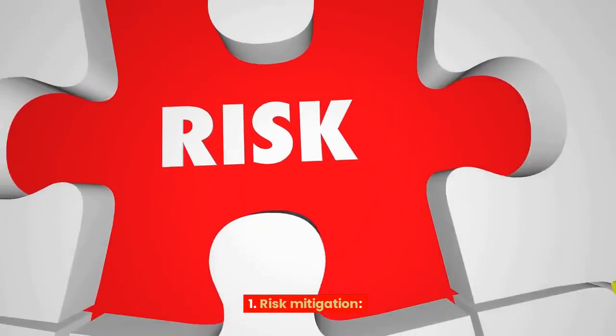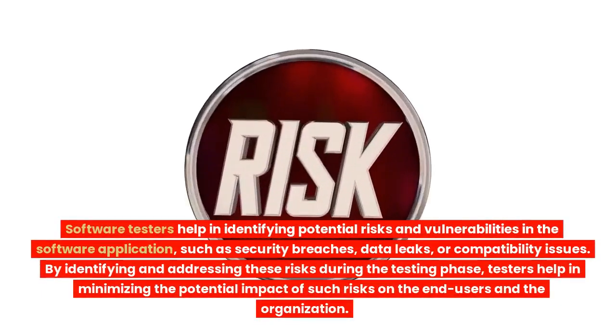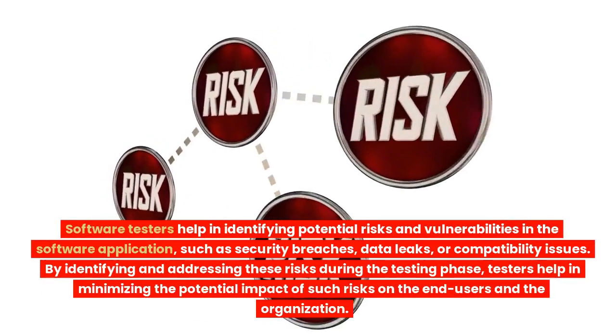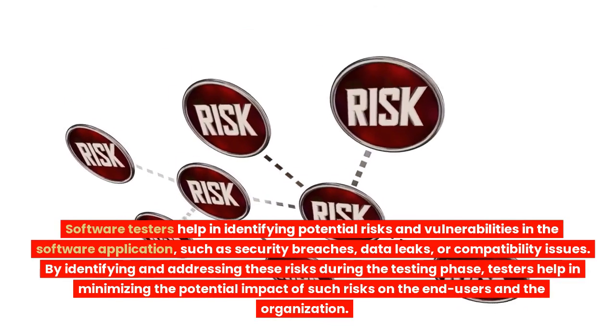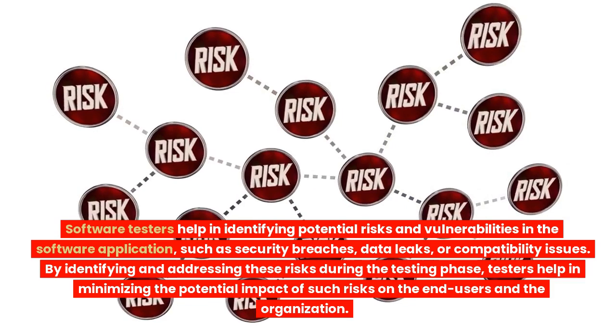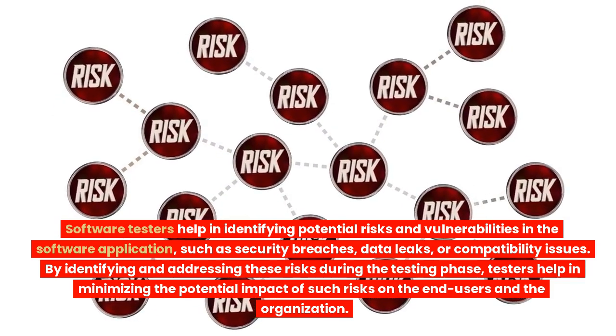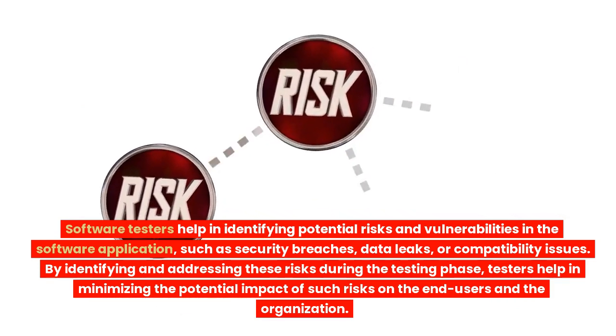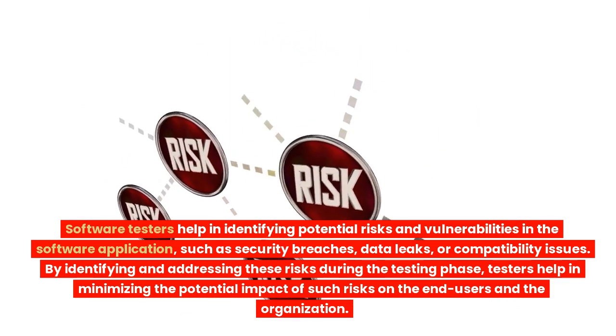4. Risk mitigation. Software testers help in identifying potential risks and vulnerabilities in the software application, such as security breaches, data leaks, or compatibility issues. By identifying and addressing these risks during the testing phase, testers help in minimizing the potential impact of such risks on the end users and the organization.